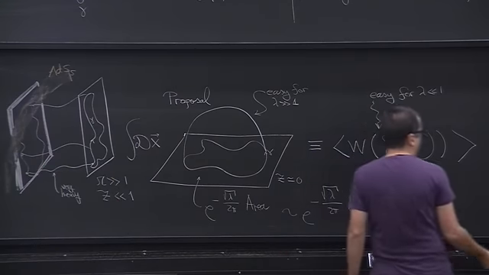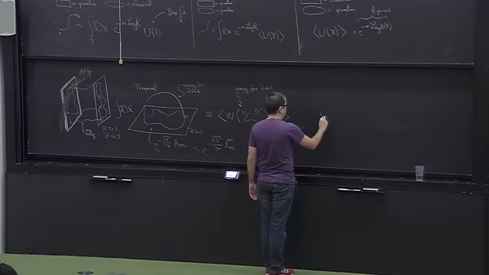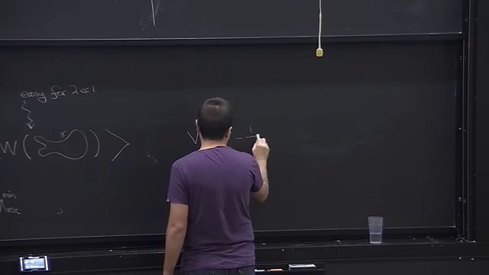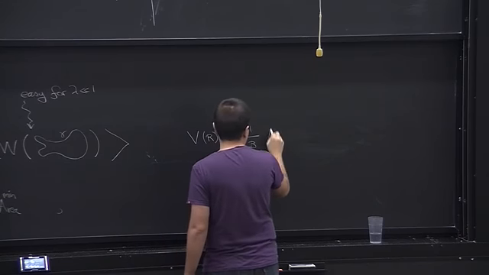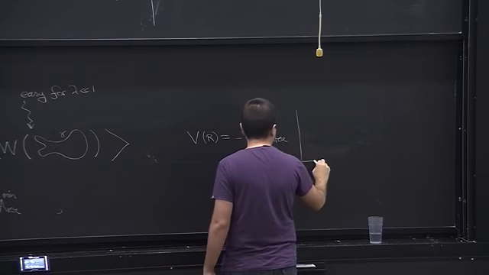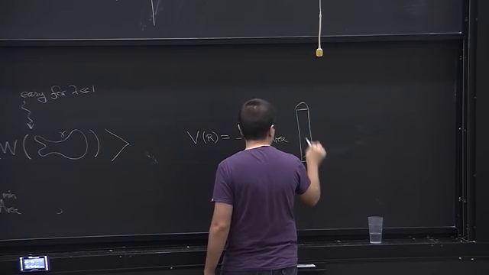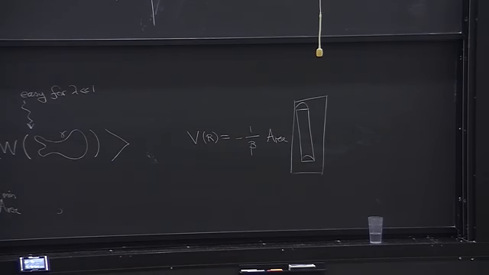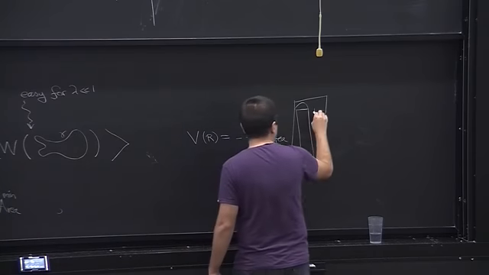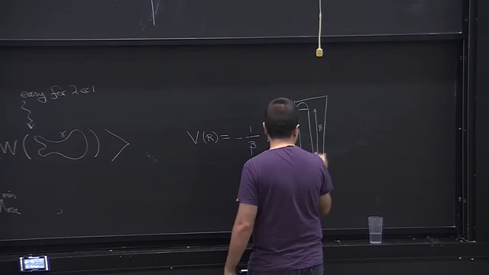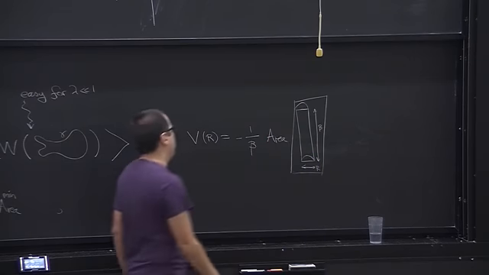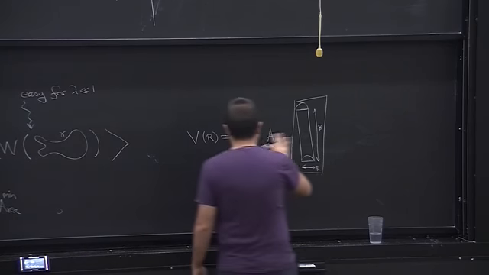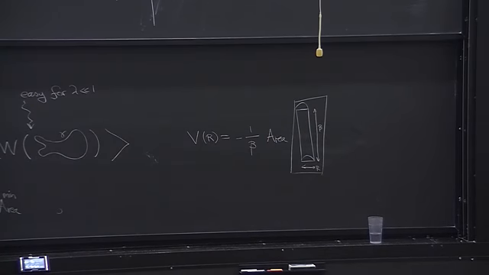And therefore, my quark-antiquark potential would become given by minus 1 over beta times the area of a minimal surface that ends on a rectangle in the boundary of AdS. Okay, very, very good picture. This is the boundary of AdS. This is a big rectangle of size beta by r. And if you take the log and so on, if you compute the area of this big rectangle, you get the quark-antiquark potential.